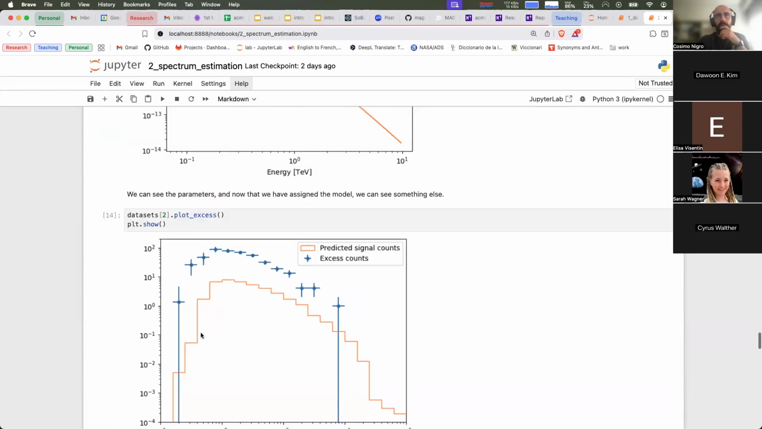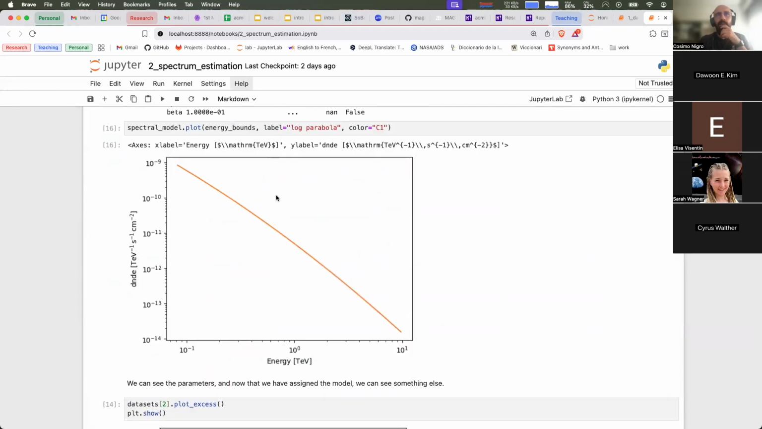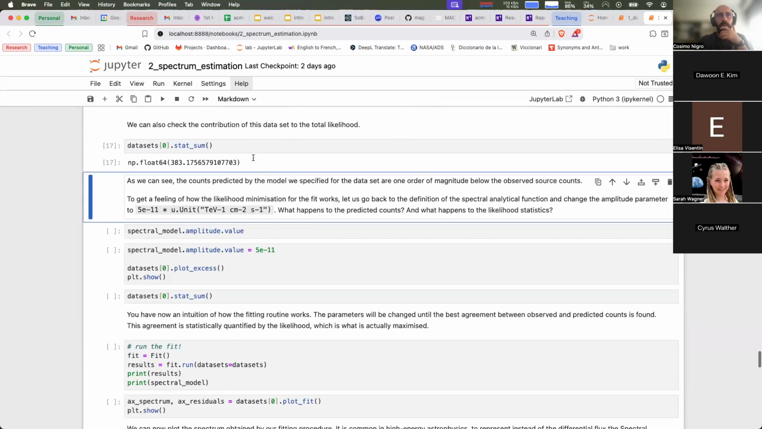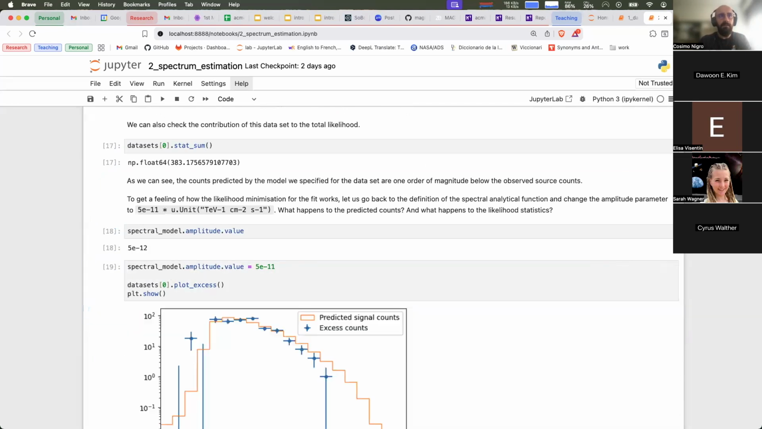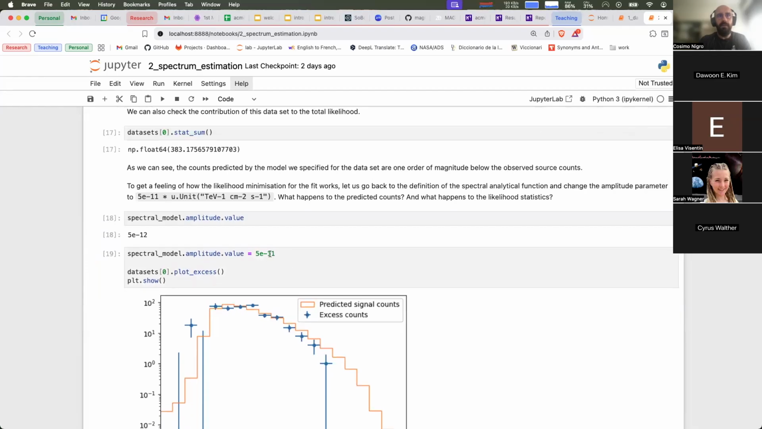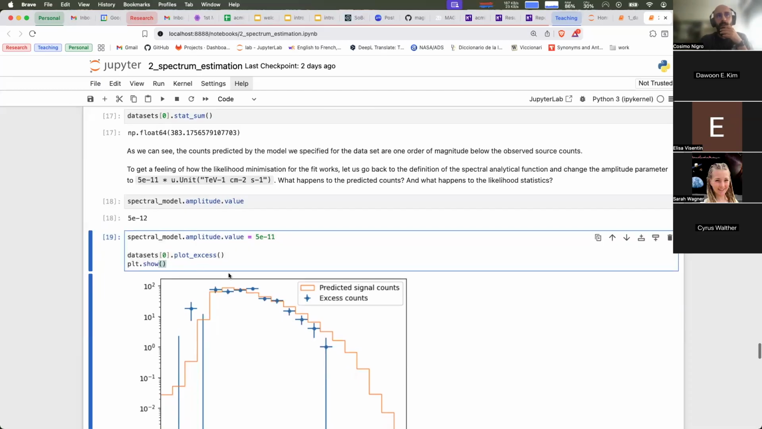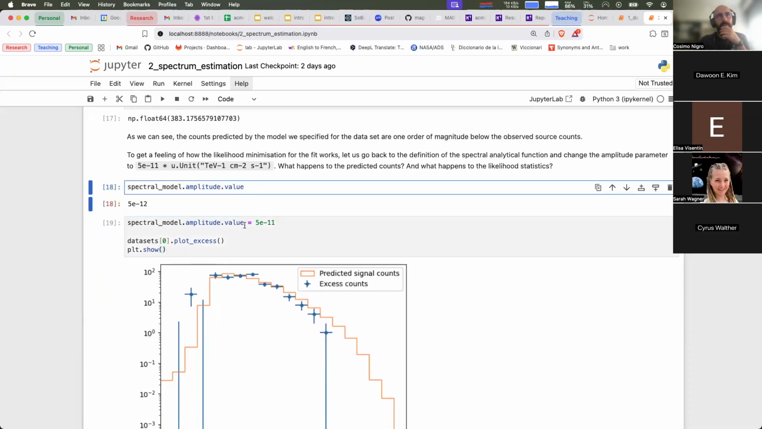So let's try to do something. Let's increase the flux of this model, okay? Let's increase the amplitude parameter. Let's scale upwards this model. That's what I do here. So the value that I selected was 5 10 to the minus 12. Let's scale it upward. Let's use 5 10 to the minus 11. So let's scale it upwards of an order of magnitude. And then let's plot the excess again, okay?